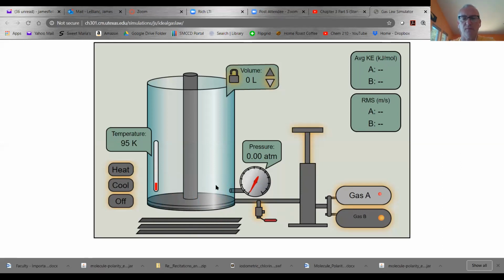Professor, how can you make the volume 0? Just by letting all the gas out. You just hit this little valve on the bottom, right next to where the pressure is. Oh, okay. So when you click on it, it releases all the gas you put in there.